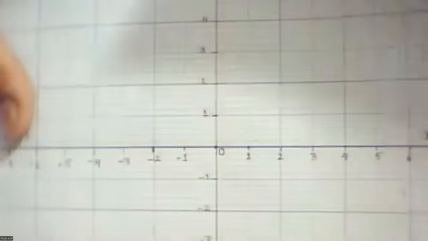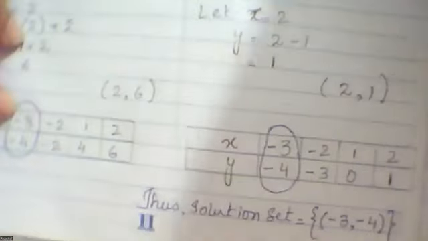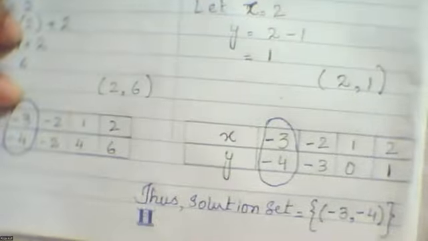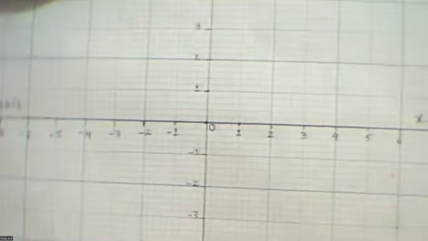So let's start our question. What is the first value in our table? According to our table, the first value was -3 and -4. -3 and -4. So where is -3 in this graph?